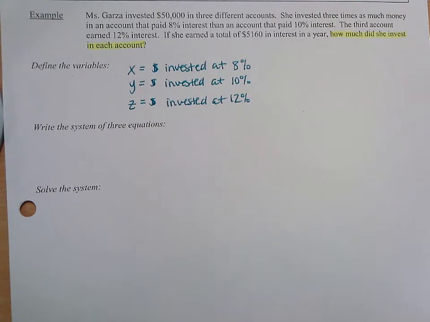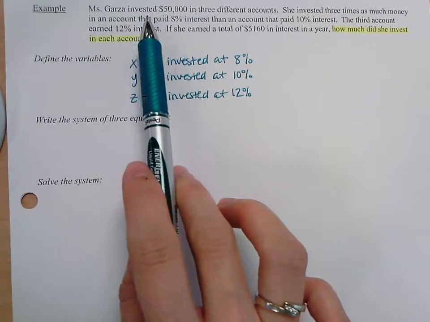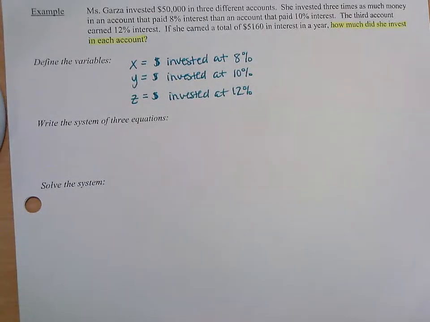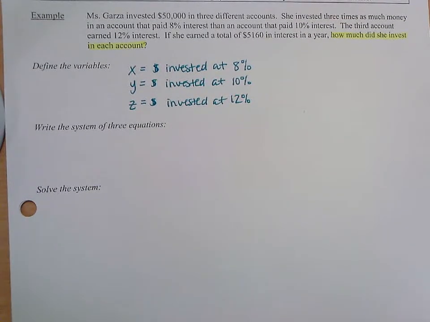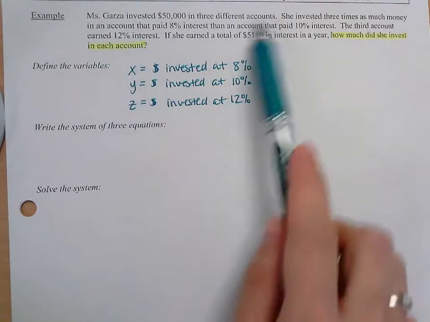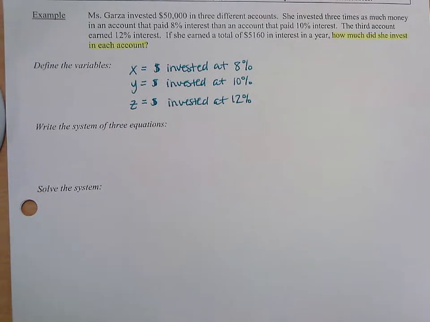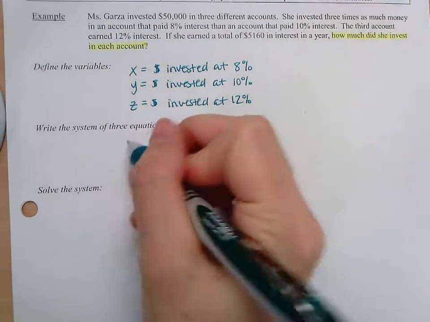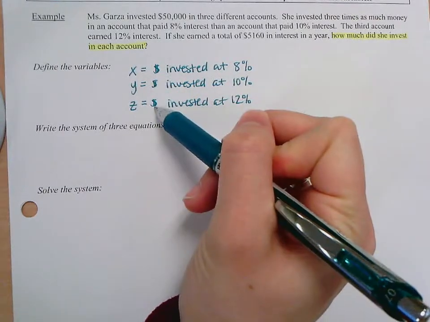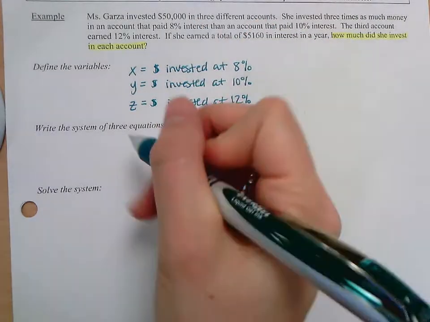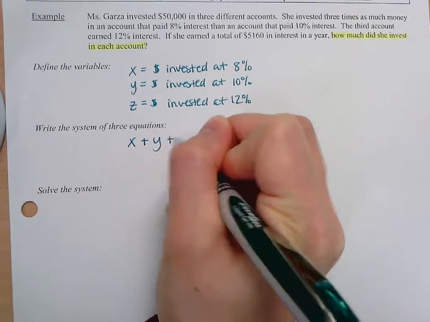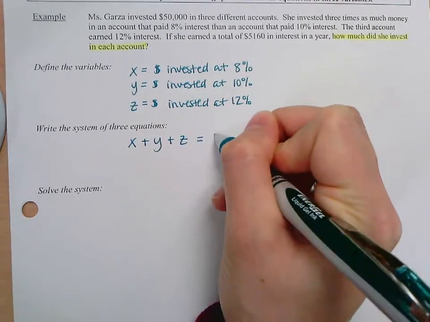Okay, so now I can go back through and I need to be able to put together 3 separate equations. So starting out, it says Ms. Garza invested $50,000 in 3 different accounts. I can stop there. Anybody know an equation using X, Y, and Z that I could write just off of that first sentence? Yes, so since these are all amounts invested, and in total she invested 50,000, X plus Y plus Z should equal $50,000.